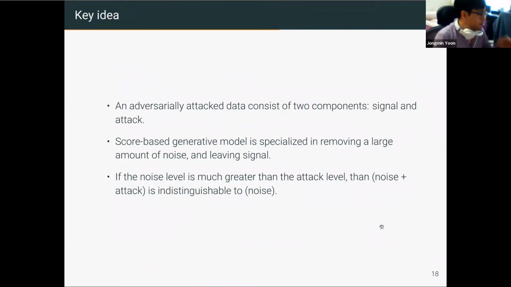Then the key idea compared to this existing work is that adversary attack data consists of two components. First is the signal, and the second is the attack. The score-based generative model is specialized in removing a large amount of noise and leaving the signal. We should be aware that removing a large amount of noise is the specialty of the score-based model. And if the noise level is much greater than the attack level, then noise plus attack data is indistinguishable from noise, because the attack is usually very small, so as not to make the attack data distinguishable from the original data.